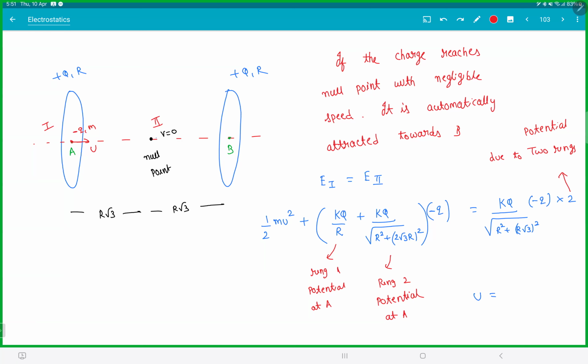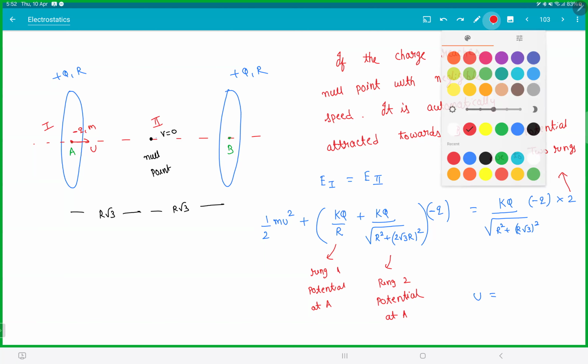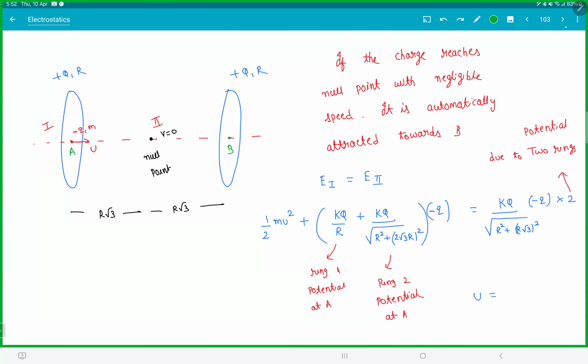Any doubts on this? So this is a pretty important concept, reaching the null point. Keep this in mind. You will have questions based on this. You will see in different chapters. You will see this in gravitation also. You'll see in electrostatics. This is the main idea. Chemistry, activation energy type. If you can reach the top of the hill, after that it will roll down automatically. Clear? Next one.